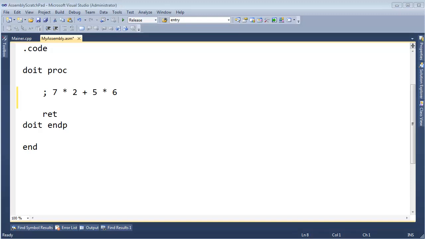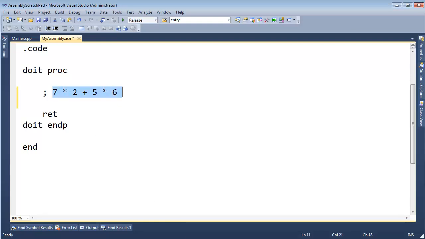Let's talk a little bit about precedence. We've talked about precedence before, or you've heard it in school as order of operations. I have here a simple expression, 7 times 2 plus 5 times 6. The order of operations is that multiply is higher than addition, so the thing we should do first is multiply, and then add.